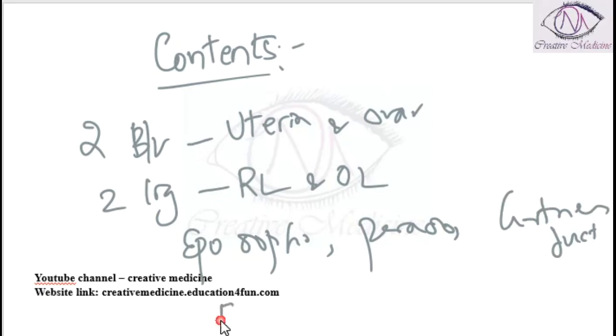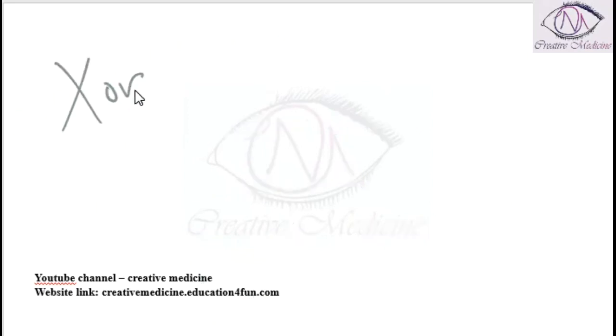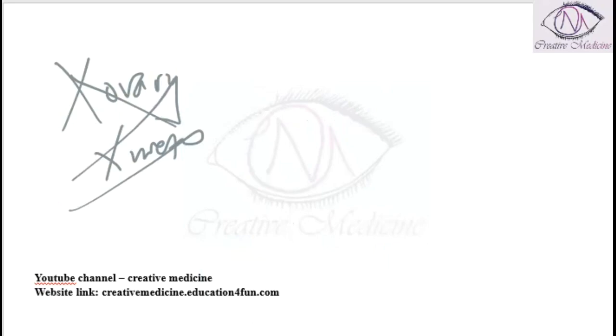Oviduct, also called fallopian tube, is a content of broad ligament, whereas ovary and ureters are not the contents of broad ligament.